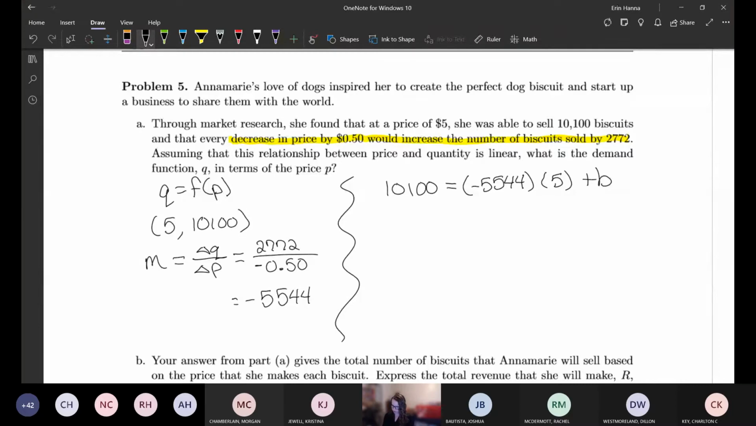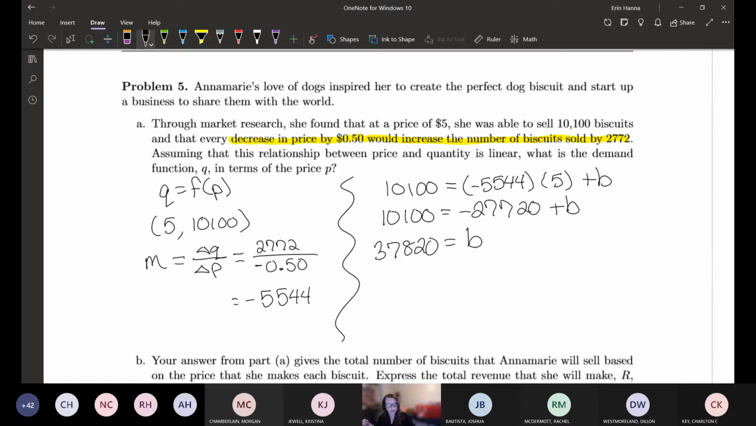Multiply that out, negative 5544 times 5. You have negative 27,720 plus B. Add the 27,720 thing over to the other side. You will get 37,820 as your B value.